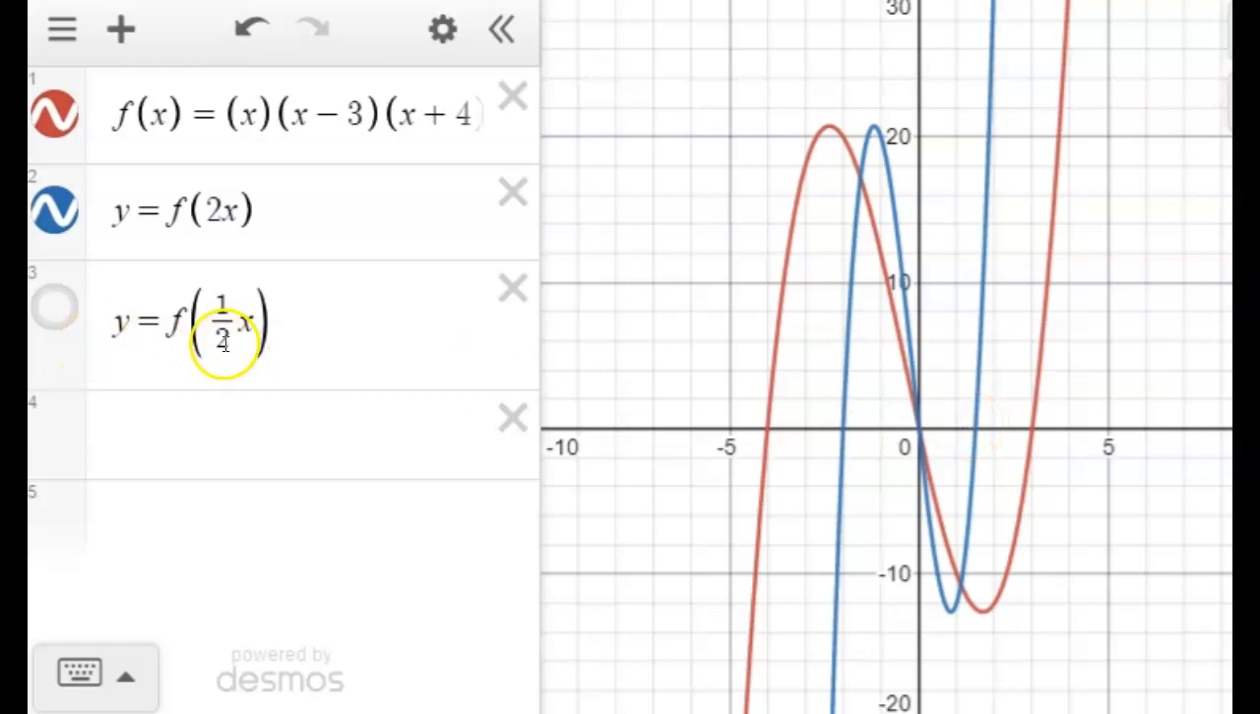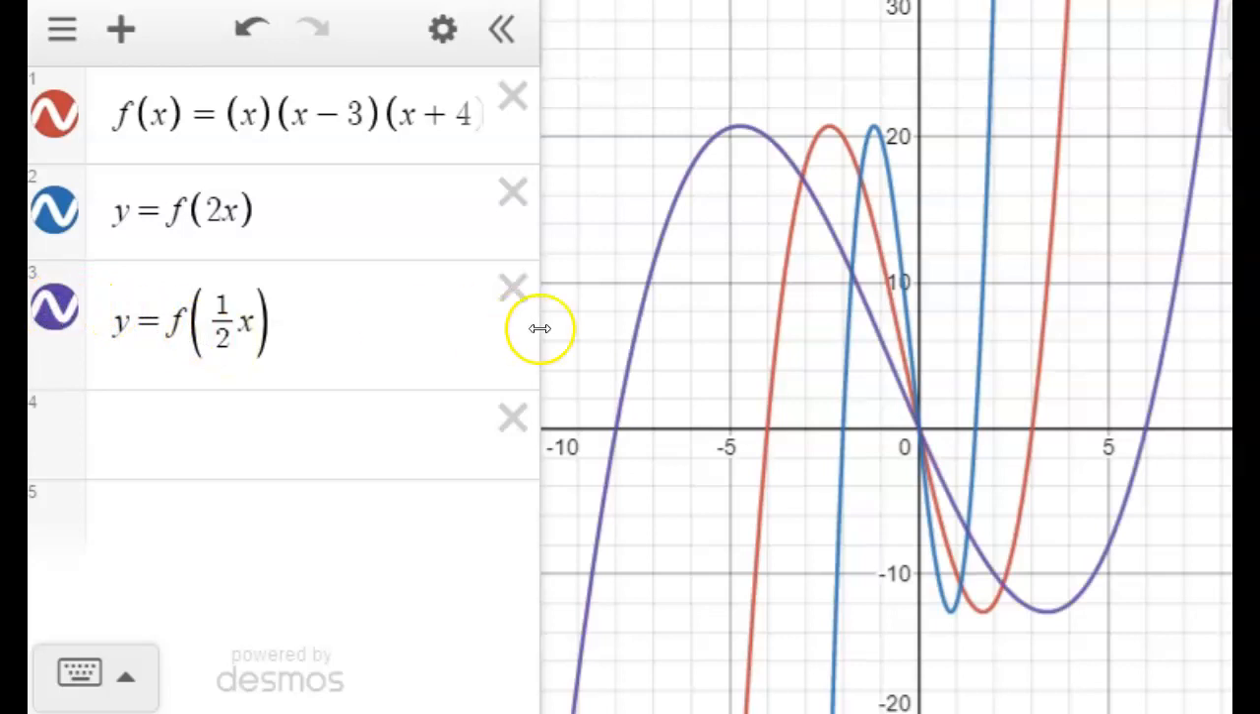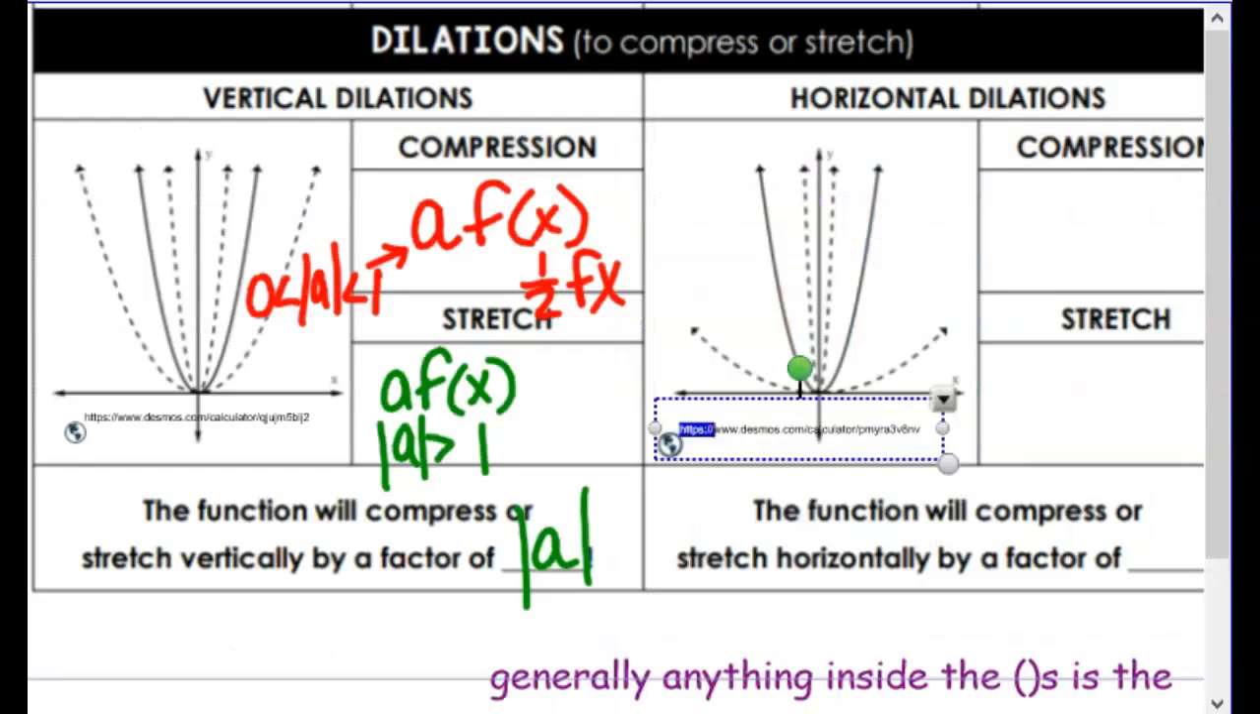If we do 1/2 inside, it stretches it horizontally. The y values stay the same. It's the same height. But where it was at -4, it now goes clear out to -8. And where it was over here at 3, it's now out at 6. It changes the x values by the opposite or the reciprocal number, not power. Okay.